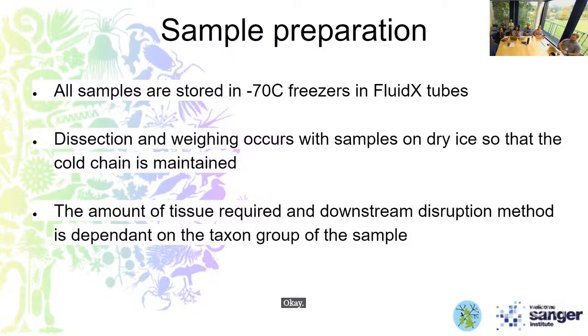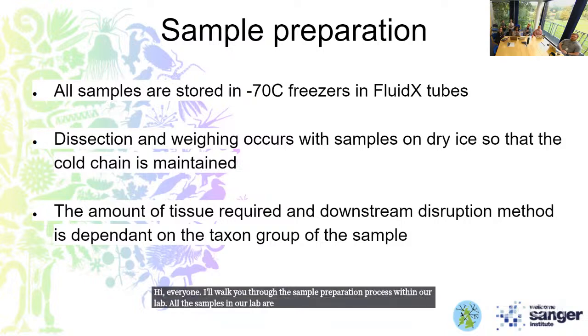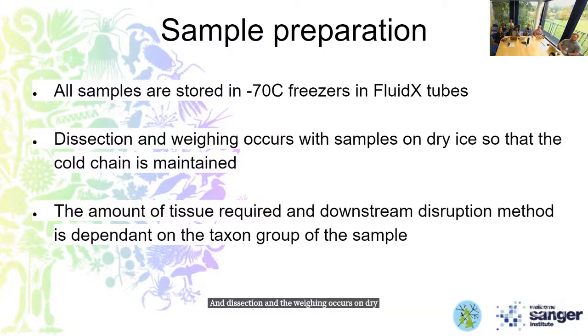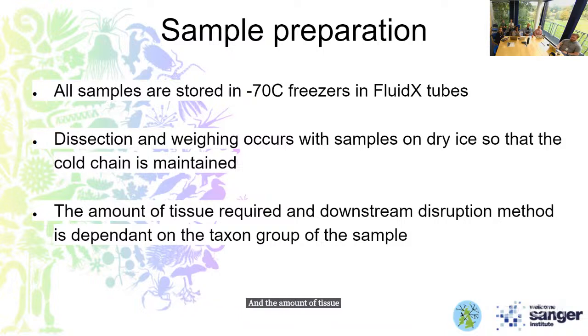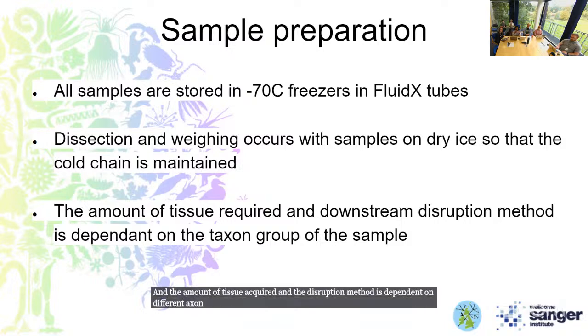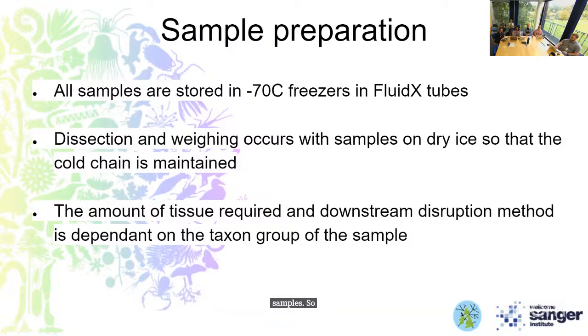Hi everyone. I'll walk you through the sample preparation process within our lab. All the samples in our lab are stored in -70 freezers, and dissection and weighing occur on dry ice so that the cold chain is maintained, which is very essential for our downstream processes. The amount of tissue required and the disruption method are dependent on the taxon group. As you see, we can handle different diverse samples, so we decide that based on which taxon group and what works best for them.